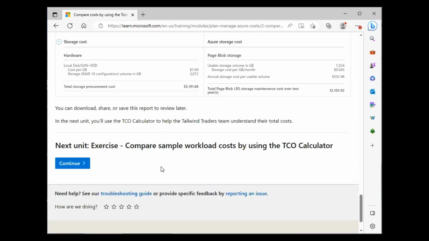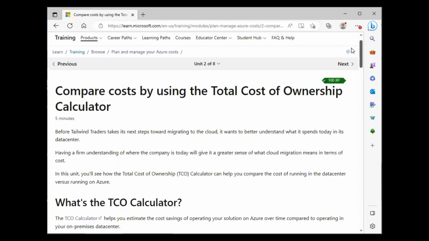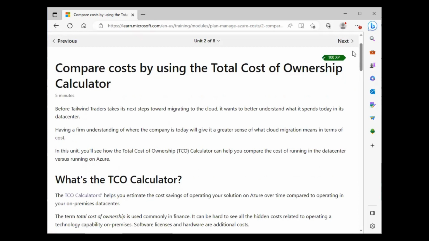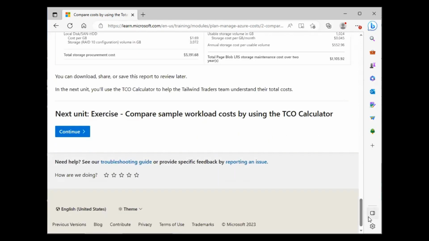Okay, you can download or save this report to review later. Okay, in this unit case, I did see the cost by using the total cost of ownership calculator, the TCO calculator. In the next unit, exercise: compare sample workload costs by using the TCO calculator. Okay, let's go.